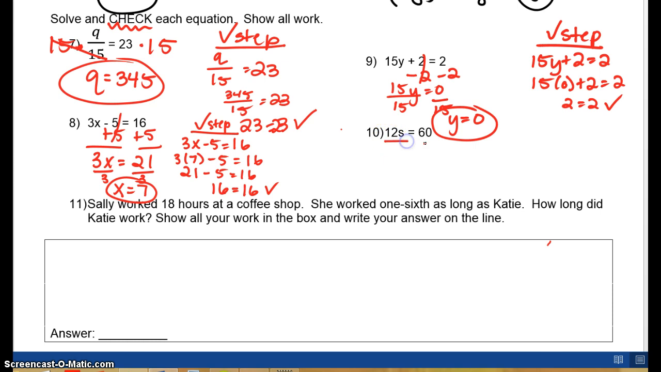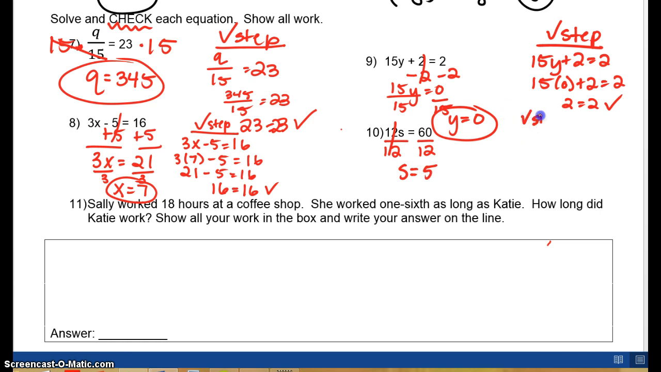Last but not least, number 10, 12s equals 60. So we're going to divide both sides by what's connected to our variable because we're trying to solve for that, which is 12 in this case. So we have s equaling 5. It's only a one-step equation. So those are pretty quick.